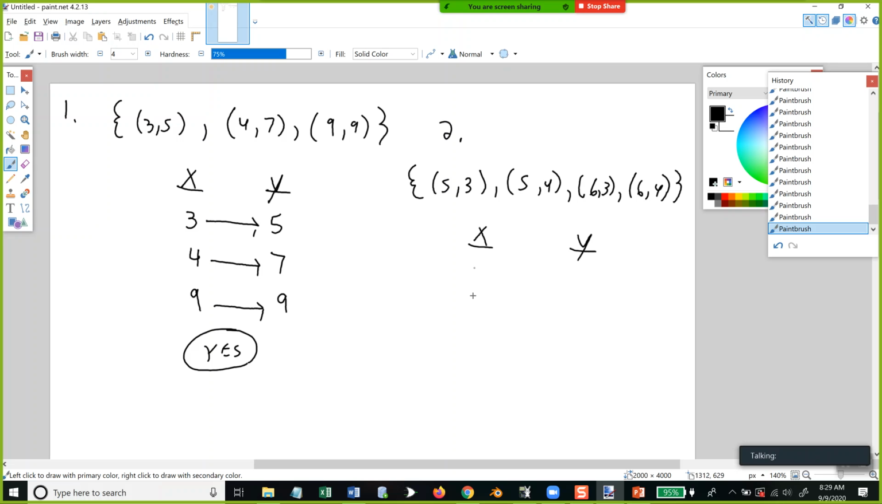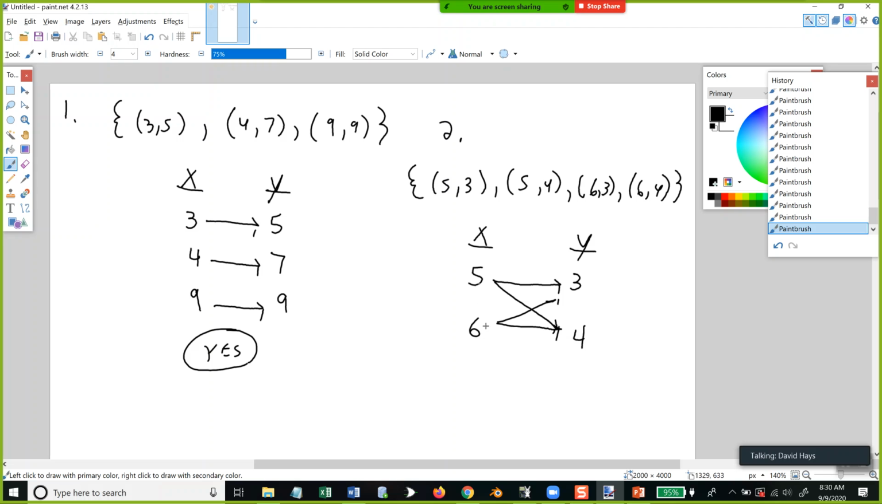So I'm going to write down all my x values going from smallest to largest, not repeating any. So I got 5, 5, 6, 6, so I only got 5 and 6. For the y values, I want to go from smallest to largest, not repeating any. I got 3, 4, 3, 4, so I got 3 and 4. And then this point here, (5, 3), maps 5 to 3. This one maps 5 to 4. This one maps 6 to 3. This one maps 6 to 4.